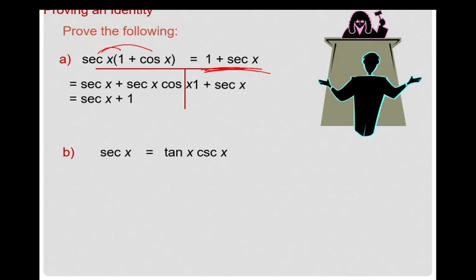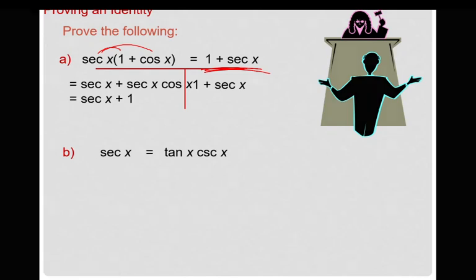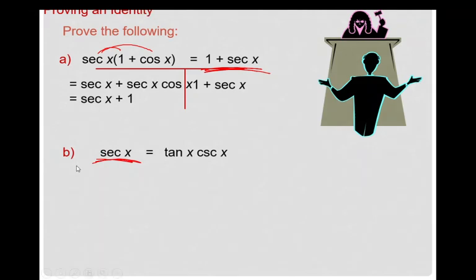Secant equals tangent times cosecant. Okay? In this case, my more difficult side is my right side. So that's what I'm going to start with. I'm trying to get to secant, so this is my answer I'm trying to get to. Okay? So I'm going to start by changing tangent and cosecant.